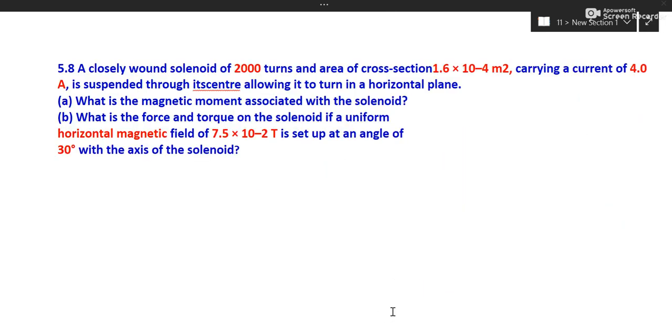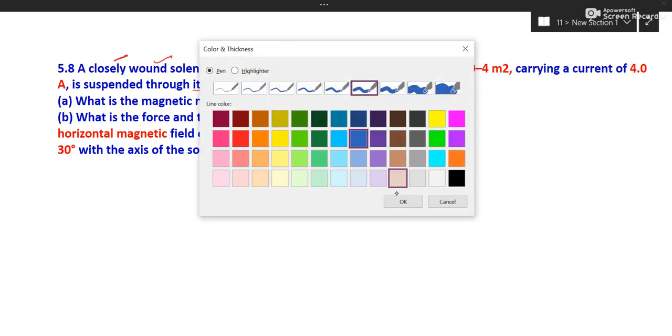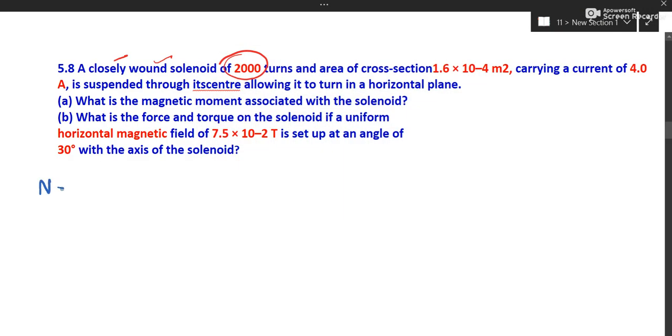Let us look at the next question. A closely wound solenoid of these many turns. So this is the number of turns, you can note it down. Number of turns is given as 2000.